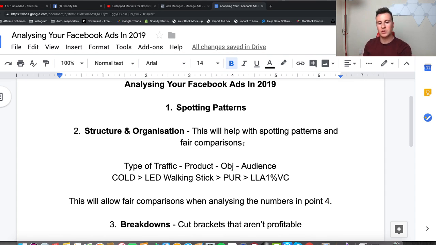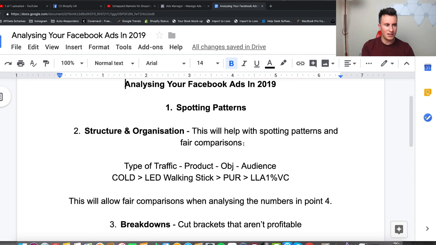This will help you with spotting patterns, but those patterns have to be fair comparisons. So you can't go and compete a lookalike audience against an interest targeted audience, or you can't go and compete an interest targeting audience against a retargeting ad, because it's not a fair comparison. So when it comes to spotting patterns, then the patterns won't be fair patterns, if that makes sense, because the numbers will always perform different.